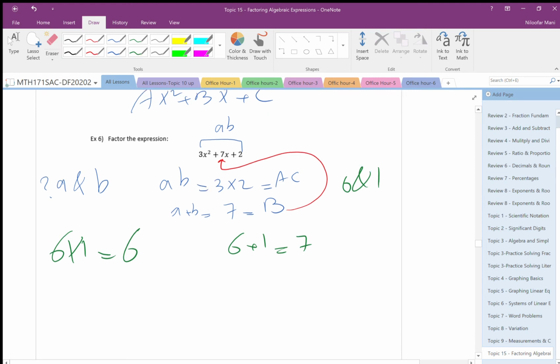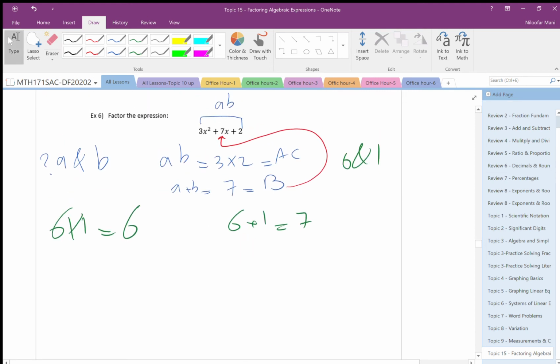Okay, so now the next step. Don't touch the one with x squared. Don't touch the one which is just a number. Just instead of the one that has x, write plus 6x plus x. So instead of 7x, write 6x plus 1x. How do I know 6 and 1? I look at here, those numbers that I found.